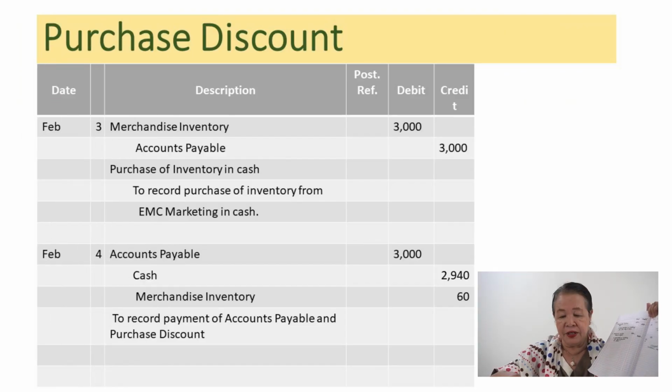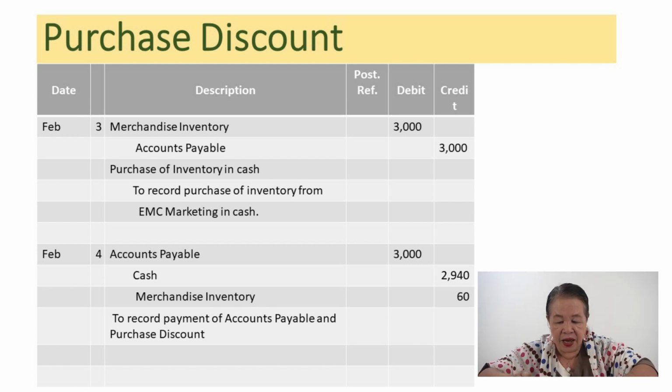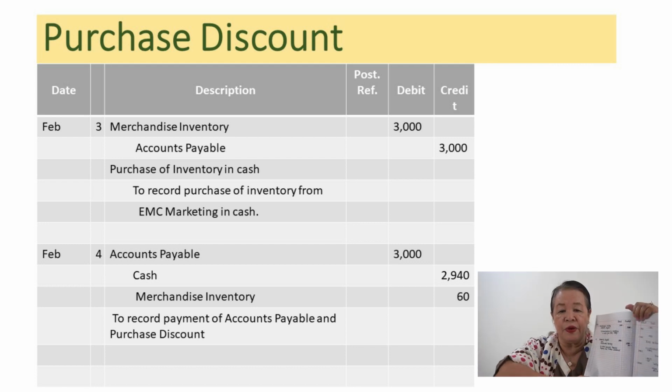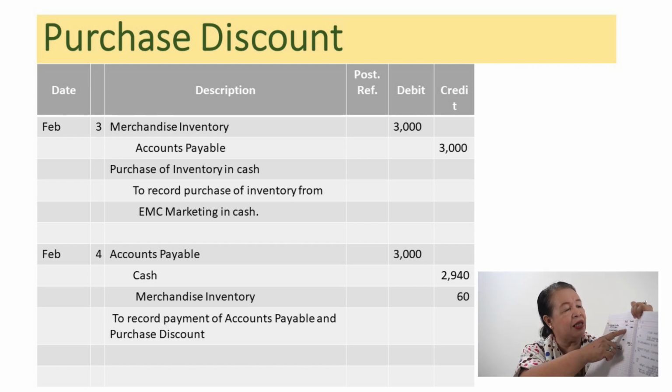After January 3 and 4, we have more transactions, this time on February 3 and 4. What is our transaction on February 3? We bought inventory for 3,000, on credit, so accounts payable 3,000. We debit merchandise inventory 3,000, and we credit accounts payable because we still owe 3,000.